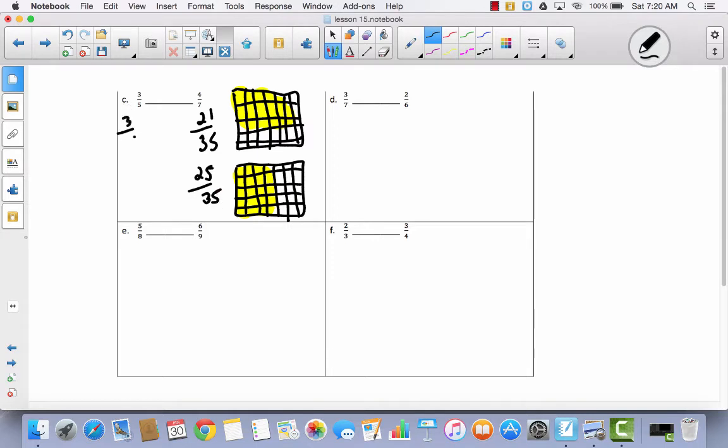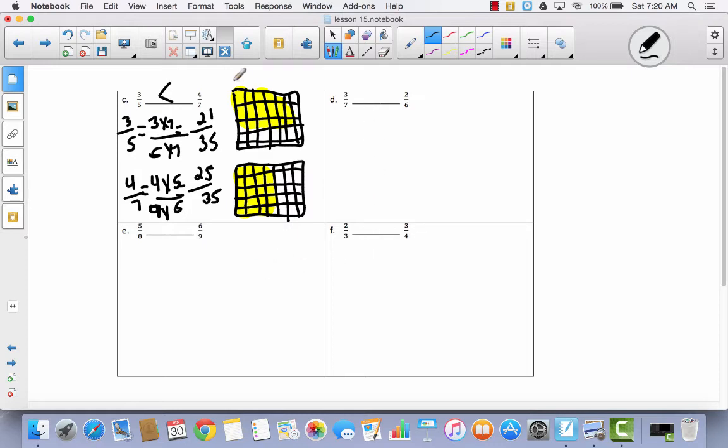I can take 3/5 and I can take 4/7. I take the fifths and multiply them by 7. And I take the sevenths and I multiply them by 5. And look at what I get. Oops, that should be a 7. And now I have a common denominator. They both have a denominator of 35. So I can see that 21/35 is actually less than 25/35. So 3/5 is less than 4/7.